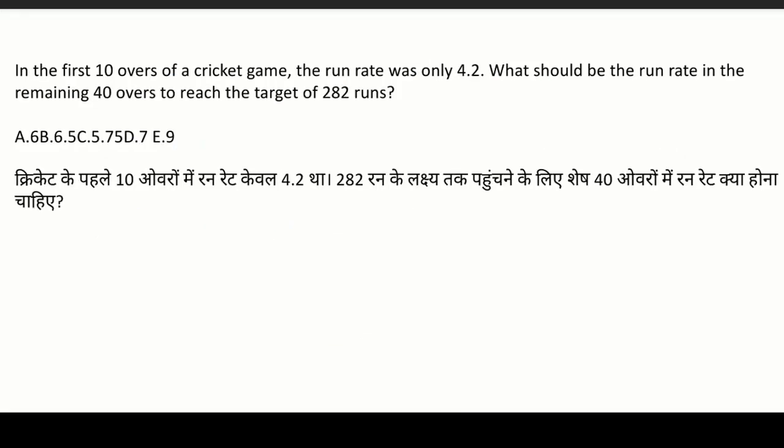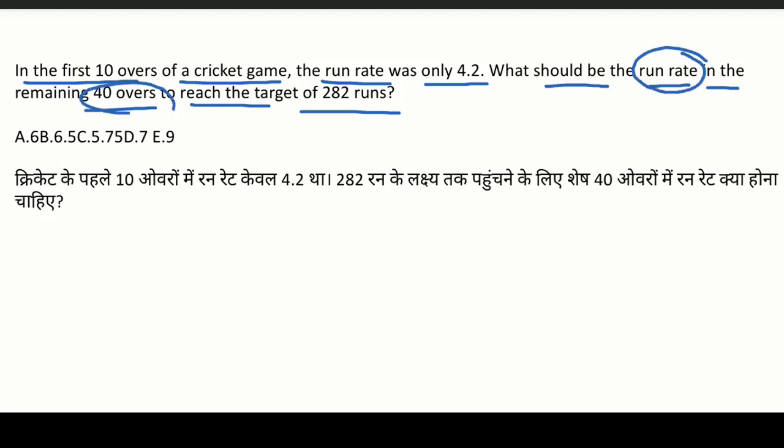Okay, now move on to the next question. In the first 10 overs of a cricket game, the run rate was only 4.2. What should be the run rate in the remaining 40 overs to reach the target of 282 runs? So we need to find out the run rate in 40 overs, right? Then we have to deduct these 10 overs' runs first from 282 runs so that we can find the run rate in the remaining 40 overs.